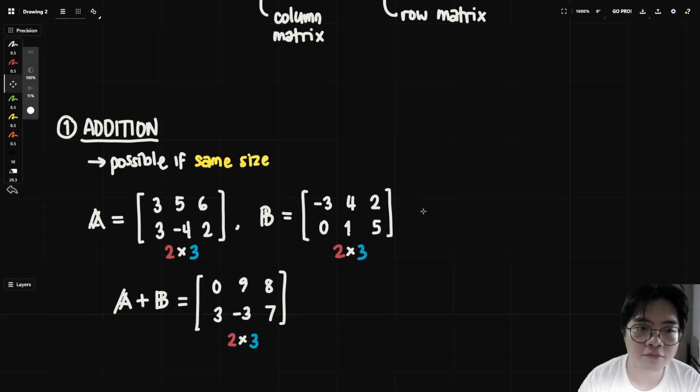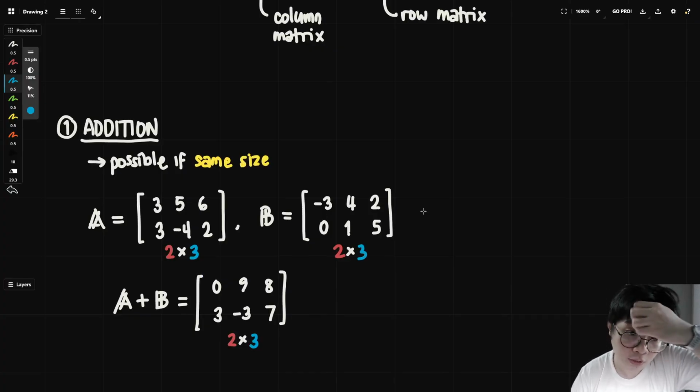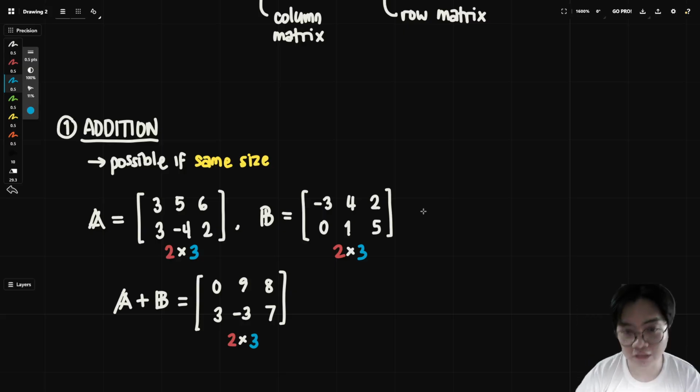Now, because addition is possible, it is now possible for us to apply the same properties that we have with addition.